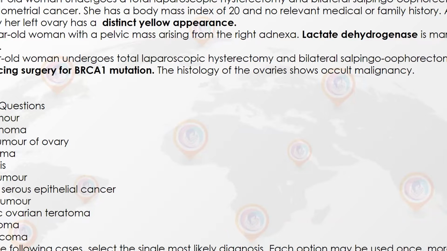An 18-year-old woman with a pelvic mass arising from the right adnexa, lactate dehydrogenase is markedly elevated. When you are answering any EMQ, try to note and highlight the keywords. Here the keywords, or the takeaway, are lactate dehydrogenase and the age of the patient, that is 18 years. This signifies a germ cell tumor with the tumor marker lactate dehydrogenase raised. So accordingly, you will get the answer, right?